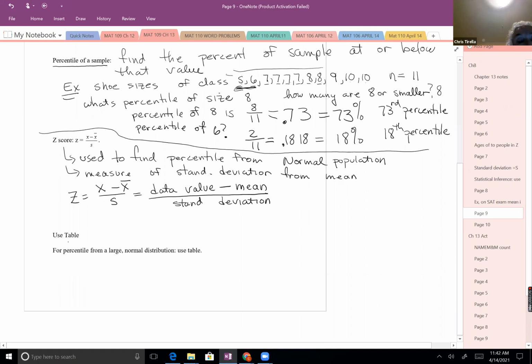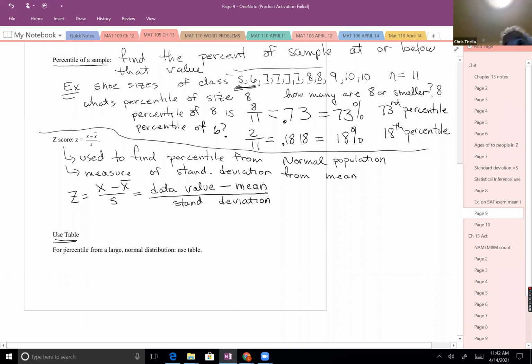And once we have a z-score, we're going to use a table to find a percentile. So let's look, for example, at the SAT English part of the test, where the mean is 500 and the standard deviation is 100. And I want to find the percentile for a score of, let's say we've got a score of 675.